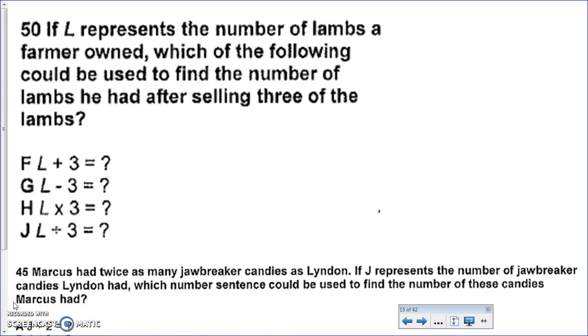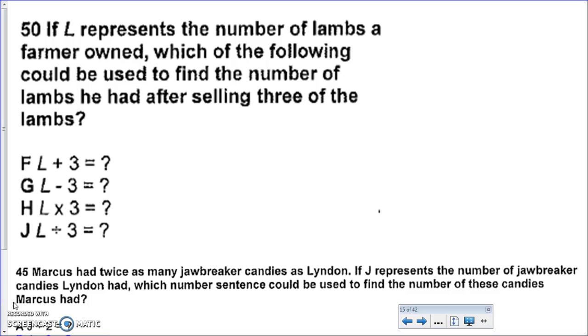For 50, it's giving us the problem and wants us to pick the open sentence. So if L represents the number of lambs a farmer owned, which of the following could be used to find the number of lambs he had after selling 3 of the lambs? So for F, we have L plus 3, G is L minus 3, H is L times 3, and J is L divided by 3.